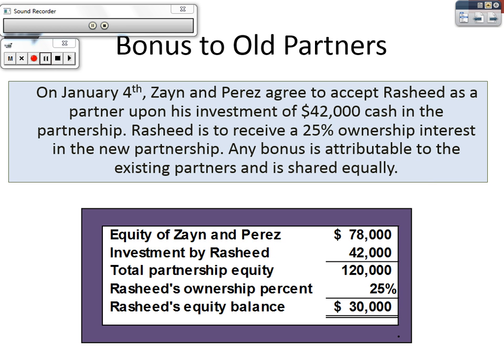So here's the example. On January 4th, Zan and Perez agreed to accept Rashid as a partner. How much did he invest? And how much ownership is he going to receive? 25%. What does that 25% signify? Which means if the business disbands, he gets at least 25%. It may even be more depending on what has been dissolved. However, he can't get less than 25%. So it says any bonus is attributable to the existing partners and shared how? So is this a bonus to the partners or a bonus to the new partner?